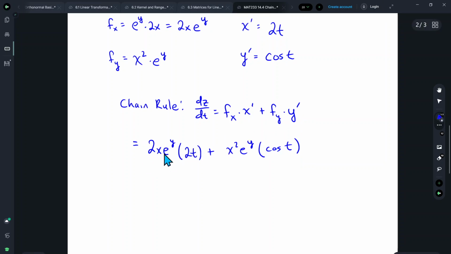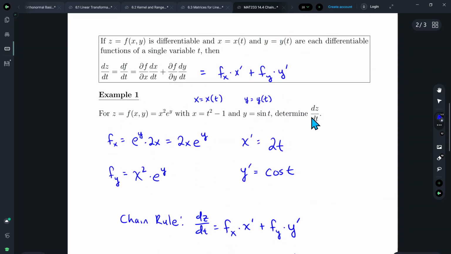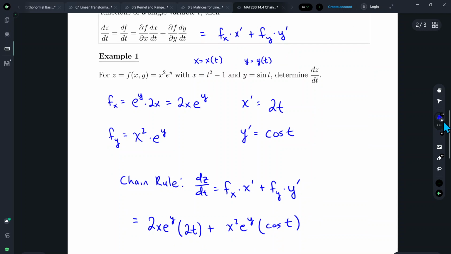And then now notice that this expression contains three different variables, x, y, and t, whereas ultimately we want everything in terms of only t.